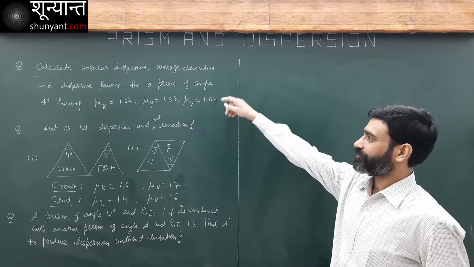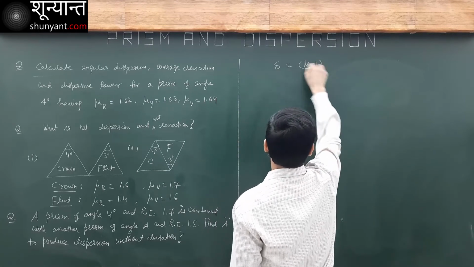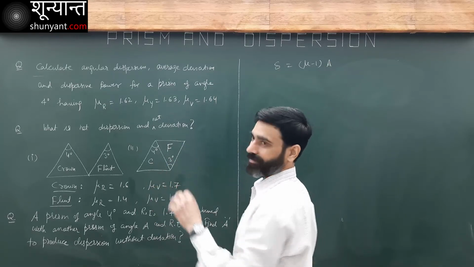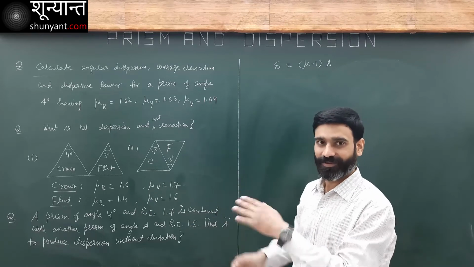Let's try this. Delta is equal to mu minus 1 times A. Note down the problems and solve it. Let's see if you are getting the same answer. Understood? You have to stop now, solve it, then we are going to discuss it.